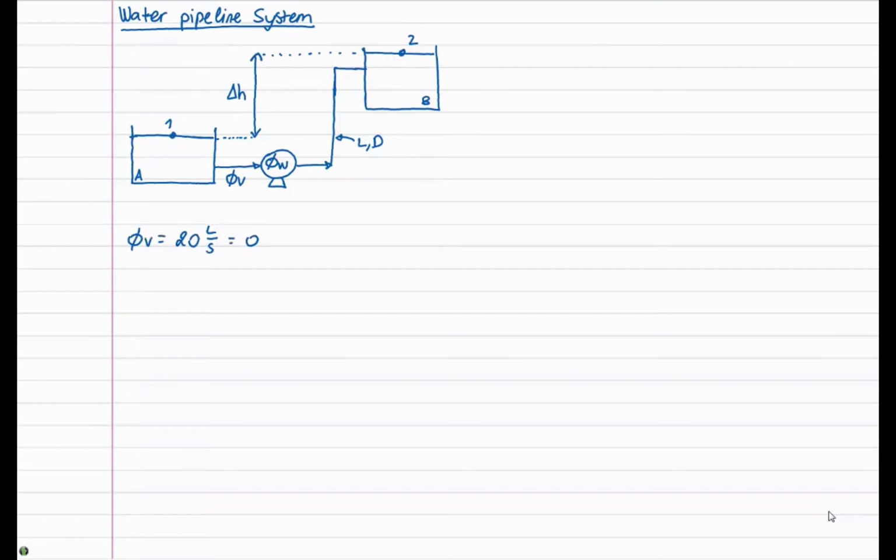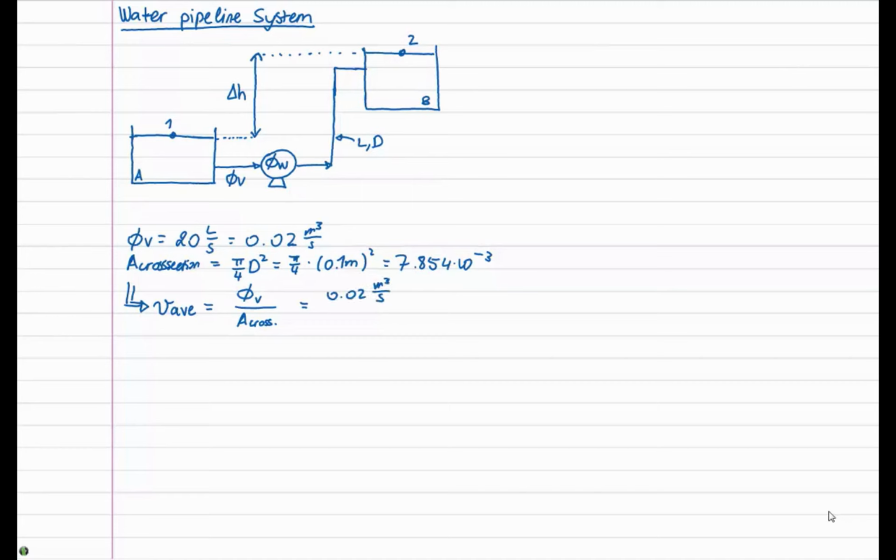In order to find the average velocity of the water inside the pipeline, we need to divide the volumetric flow rate, which is given, by the area of the cross-section of the pipe, which can be calculated with the diameter using the formula of the area of a circle. This gives an average velocity of 2.55 meters per second.